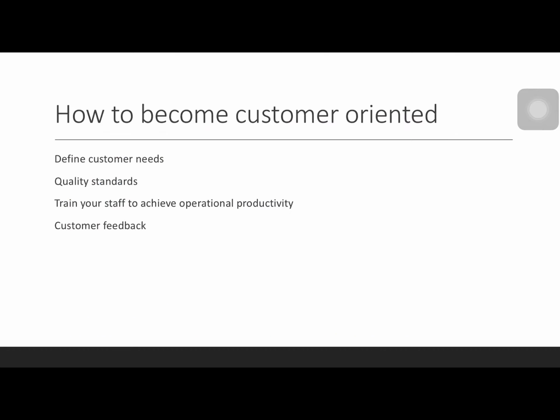So how to become customer oriented? That's the question we had to answer. First of all, define what customer wants, what exactly they are looking from you. Look at how to improve the quality process on that transformation process, and train your staff. Very important in the process. Train your staff. If your staff is not meeting a required standard, then train them.